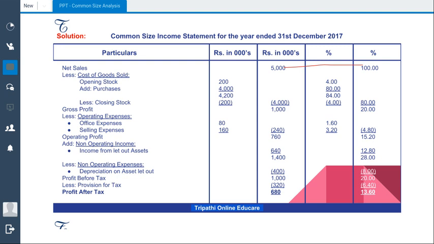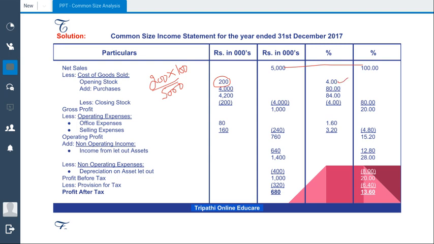For an example, if we talk about opening stock, now opening stock is 200, right? Now if I want to know the percentage of opening stock, taking sales as a base, how to do that, how to calculate that? So what I'm going to do, I will take 200 into 100 divided by 5000, right? So 200 into 100 divided by 5000 will give you the percentage of opening stock. So we got 4%.